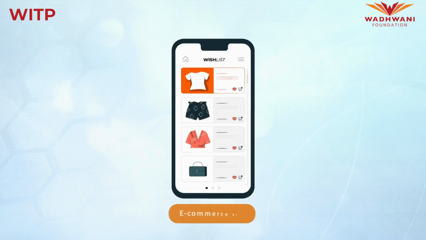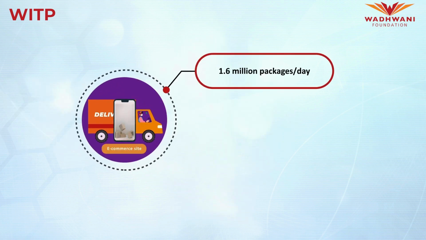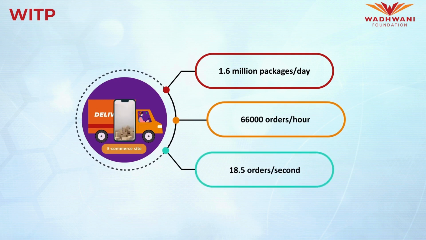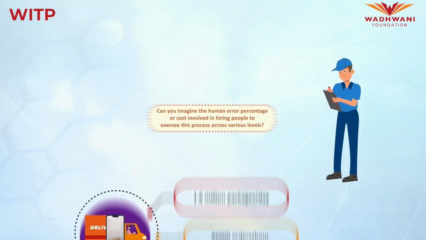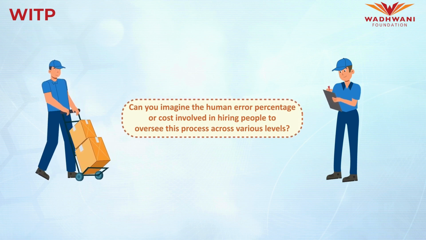A large e-commerce site ships around 1.6 million packages daily, around 66,000 orders per hour or 18.5 orders per second. If this documentation was done manually, can you imagine the human error percentage or cost involved in hiring people to oversee this process across various levels?